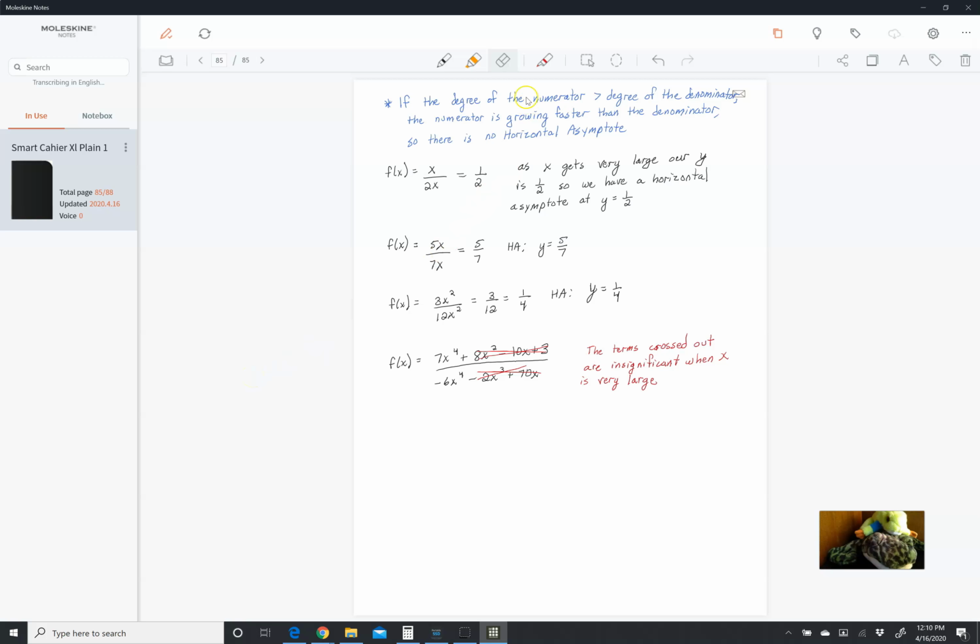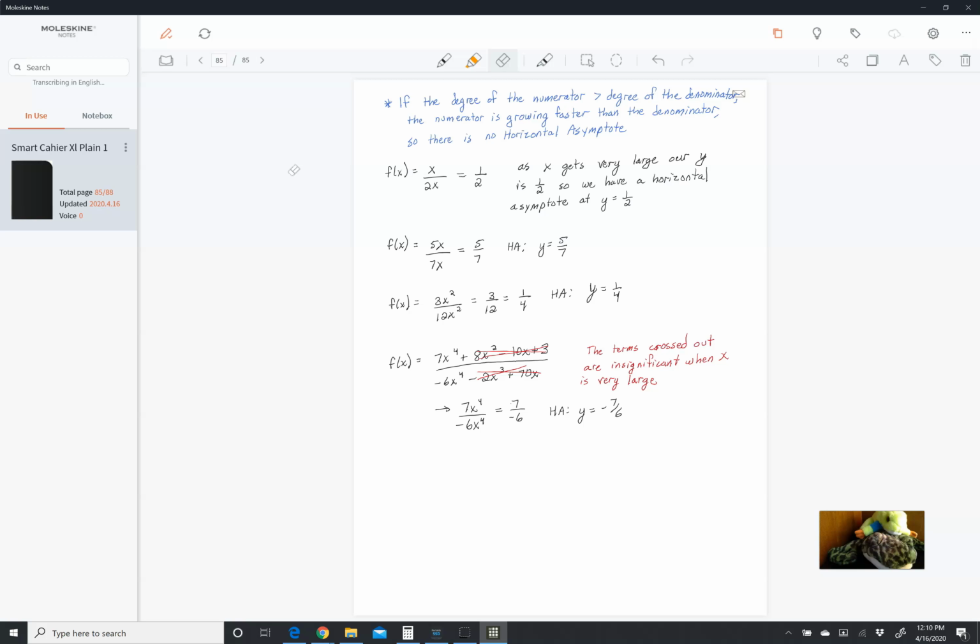So what that means is that this, again, we're not using an equal sign, it's not equal. It's just saying that this will look the same as 7x to the 4th over negative 6x to the 4th. The x to the 4th cancels, and you have 7 over negative 6. So your horizontal asymptote is at y equals negative 7/6.